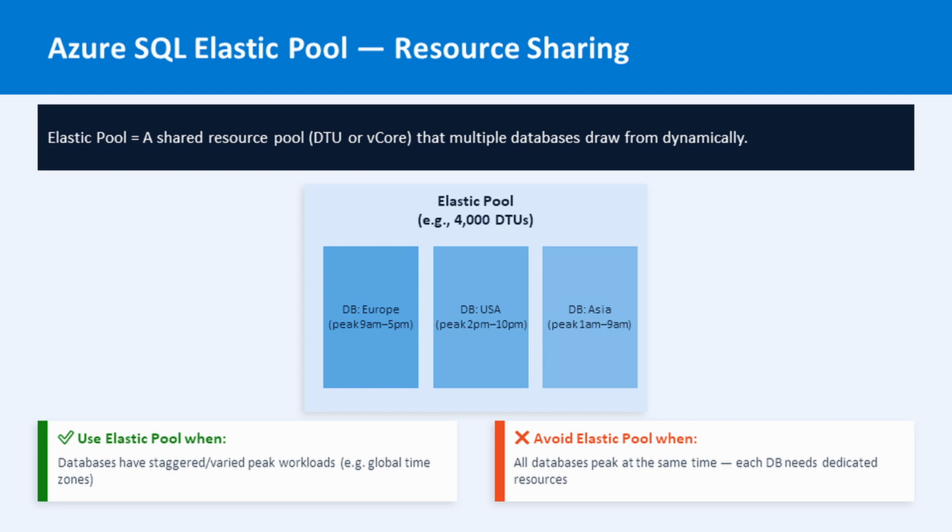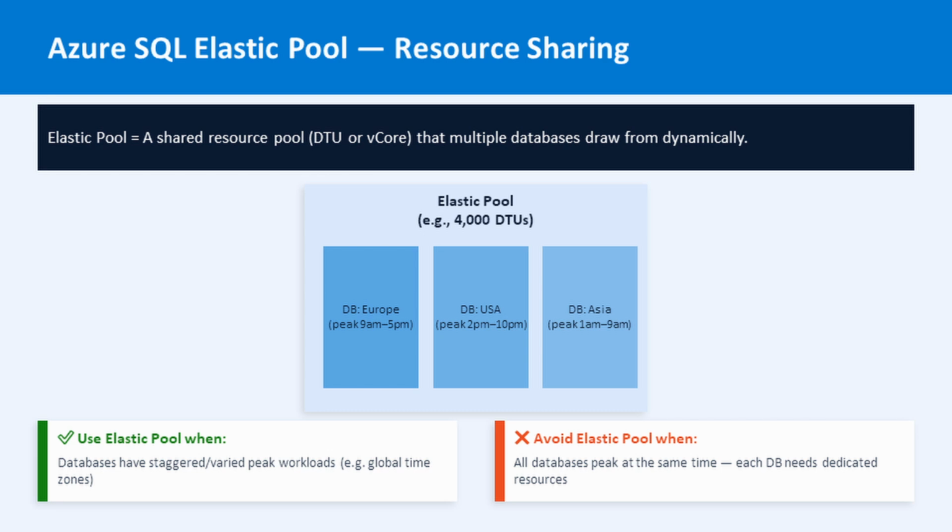Consider this real-world example. Imagine you are hosting applications for clients around the world. A client based in Europe will have peak database activity during European business hours, and their database will be relatively quiet during business hours in the United States. Meanwhile, your American client's database peaks during American business hours. By placing both databases in an elastic pool, the pool's resources are efficiently shared between them across different time zones.